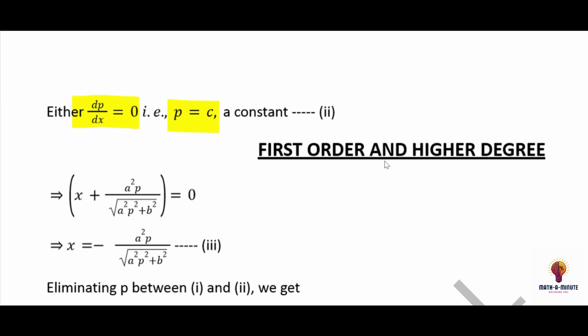Eliminating p from the given equation and equation 2, we will get our general solution. Now if I want to find the singular solution, we have to eliminate p from this equation and the given equation. So here we get x plus a²p divided by the square root of a²p² plus b² equals 0. Now here the value of x will be minus a²p divided by the square root of a²p² plus b².